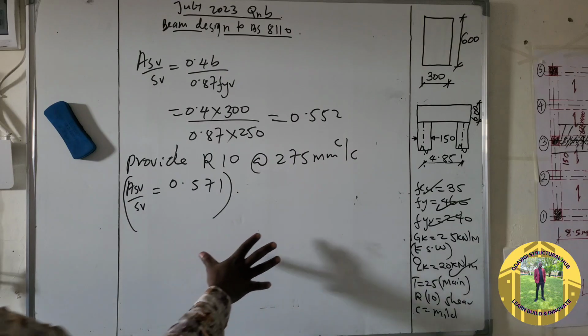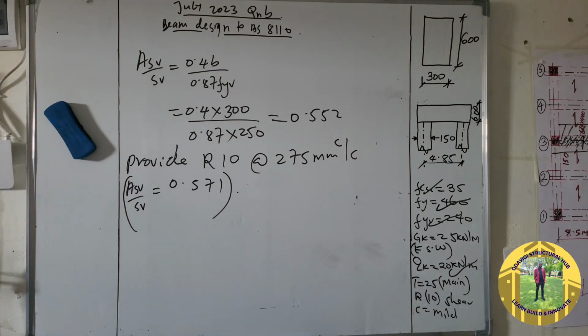So this marks the end of the two questions, and I hope you have learned something. So next time in my coming session, I will be tackling continuous one-way slab. So what we have been doing is a simply supported slab, and as from next week, I will begin continuous one-way slab, plus some other examples from past papers for beam.